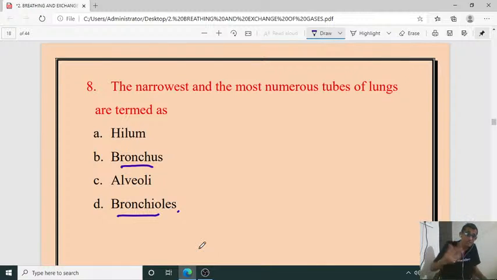So the branching pattern of the bronchus into primary, secondary, tertiary looks like the branching of a tree. So it is called what? Respiratory tree. So the right answer for the 8th one is D. That is what you can call a bronchiole. Okay.